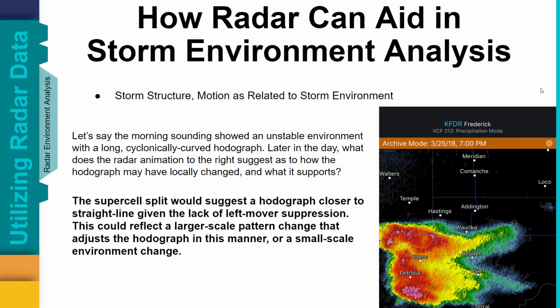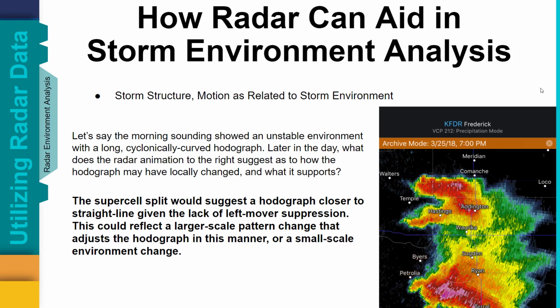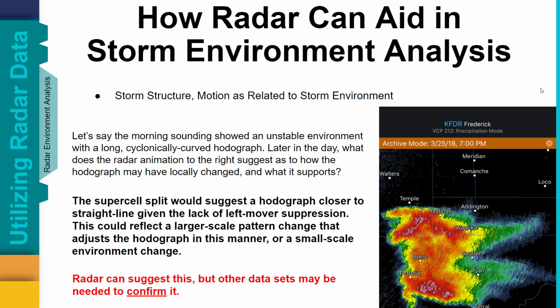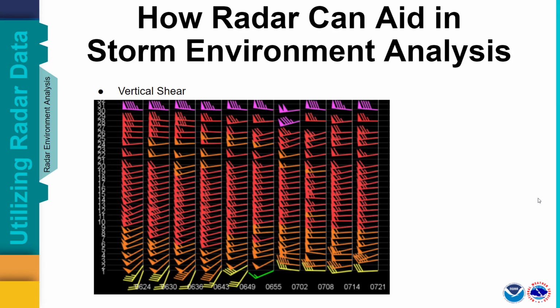This could reflect a larger scale pattern change that adjusts the hodograph in this manner, or a small scale environment change. Radar can suggest this, but other data sets may be needed to confirm it. The WSR-88D provides a vertical wind profile for each radar volume scan. This can be helpful for monitoring local area vertical shear. However, it comes with problems.